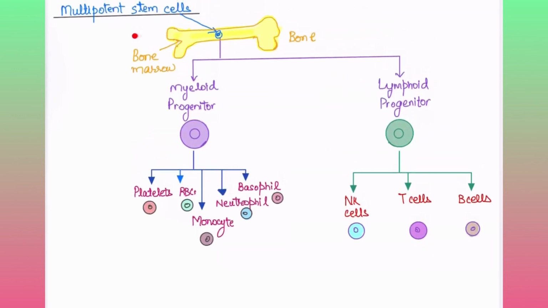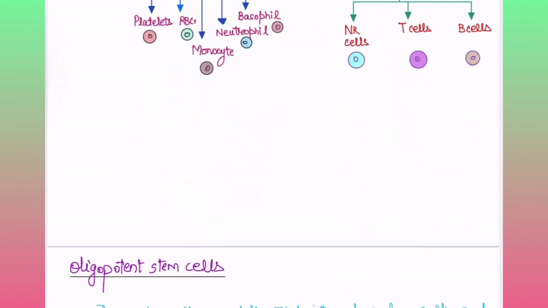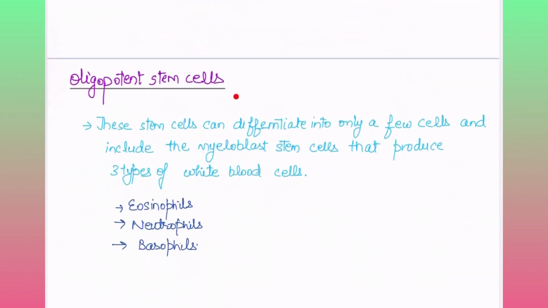So that means they can give rise to the whole blood cell family, whereas oligopotent stem cells can give rise to specific types of blood cells only. These stem cells can differentiate into only a few cells and include the myeloid stem cells that produce 3 types of white blood cells, for example, eosinophils, neutrophils, and basophils.